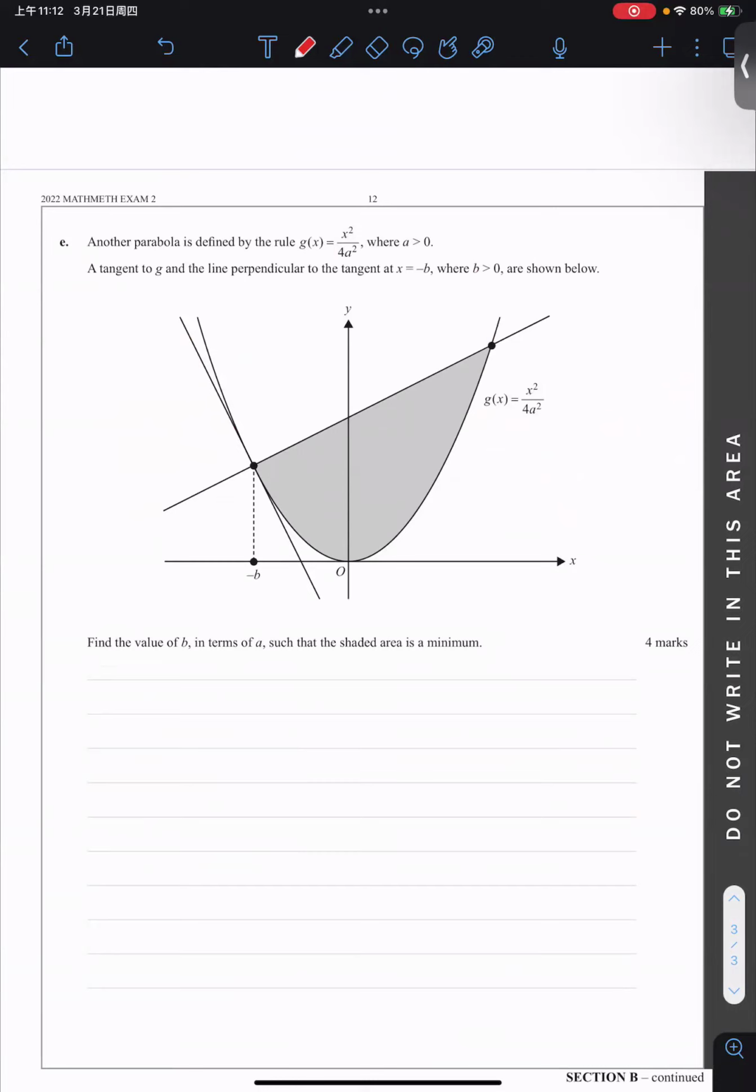Another parabola is defined by the rule g(x) equal to x squared over 4a squared, where a now is a positive number. The tangent to g and the line perpendicular to the tangent at x equal to -b, where b is positive, are shown below. Find the value of b in terms of a such that the shaded area is a minimum. This question is worth 4 marks.